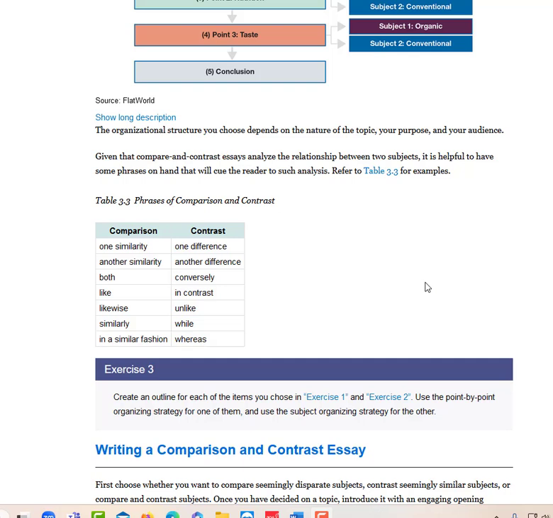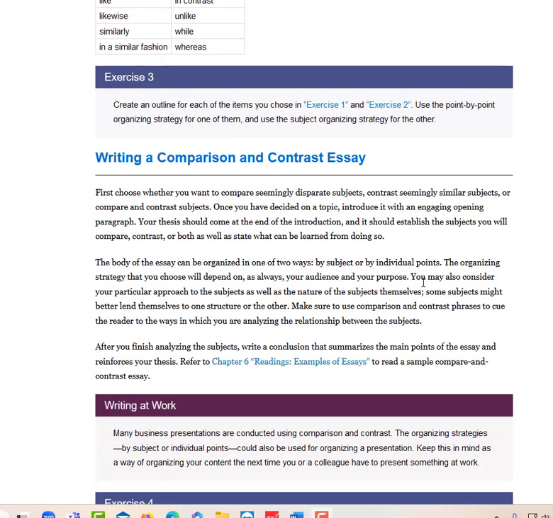Given that compare and contrast essays analyze the relationship between two subjects, it is helpful to have some phrases on hand that will cue the reader to such an analysis. So if you're comparing similarities, you would say: one similarity, another similarity, both, likewise, in a similar fashion. If you're talking about differences in contrast, you would use: one difference, another difference, conversely, in contrast, unlike, while, and whereas.